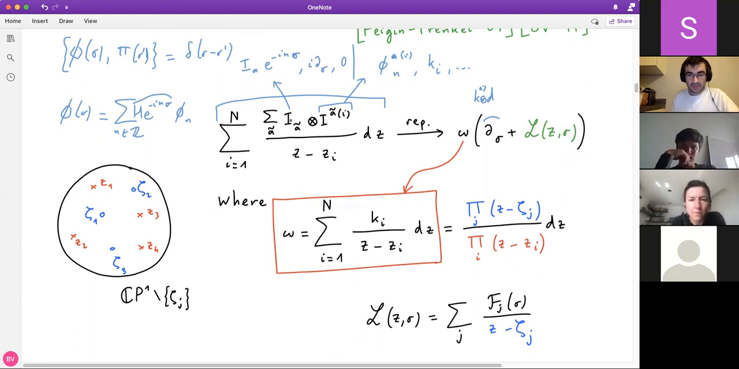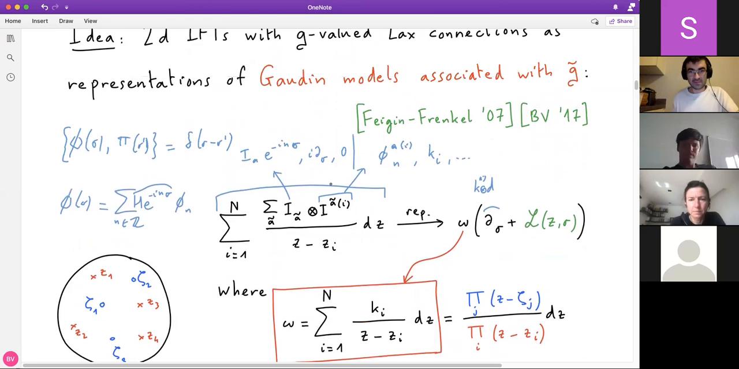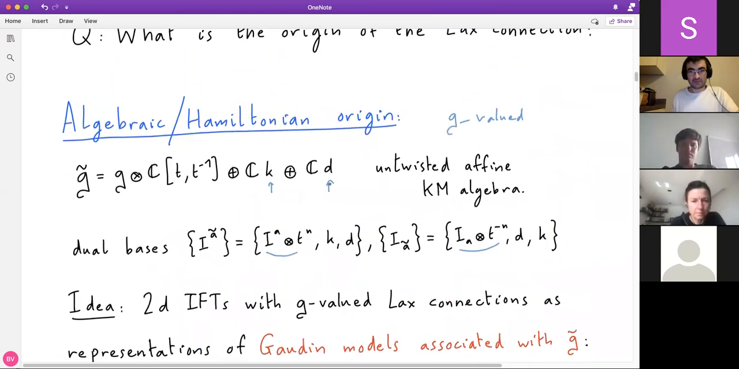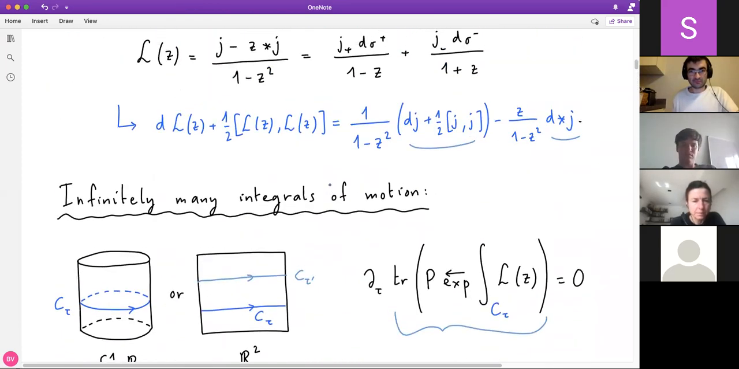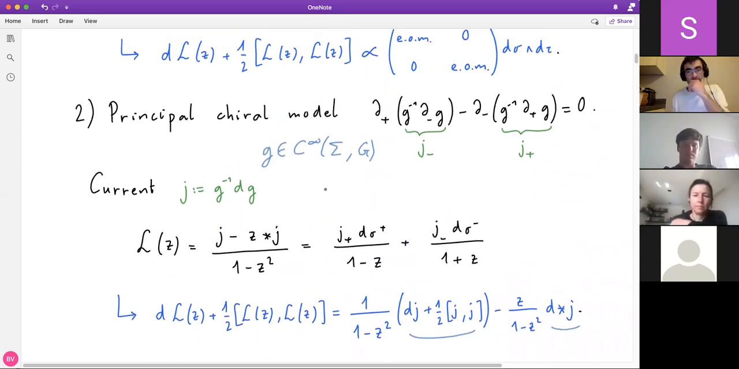Okay. So this all makes very explicit reference to the world sheet that you're on. Yes. Whereas in the examples you gave up above, you could just write down a formula for the conserved current which didn't make any reference to the world sheet. Like here, J is g inverse dg. That should work on any world sheet.